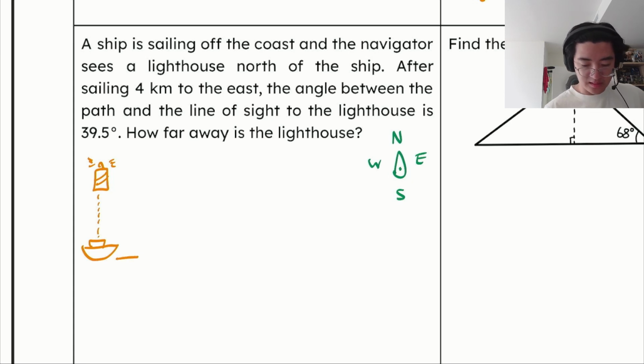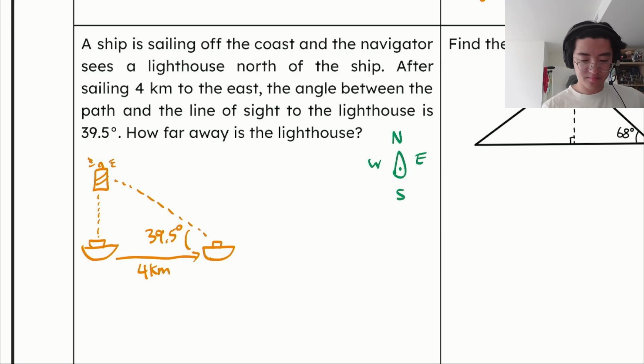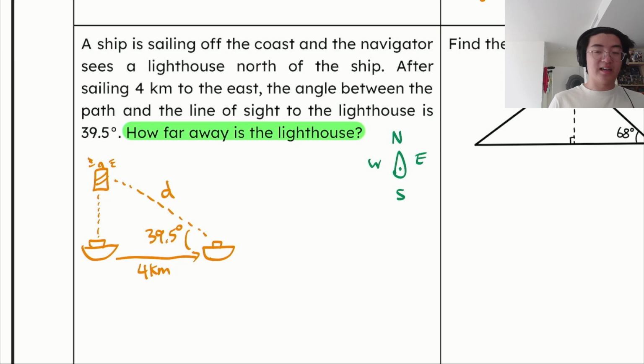And then after sailing 4 kilometers to the east, so 4 kilometers to the left, the angle between the path and the line of sight to the lighthouse is 39.5 degrees, just like that. And now from here, how far away is the lighthouse? So now this is the D here. This is how far the lighthouse is.